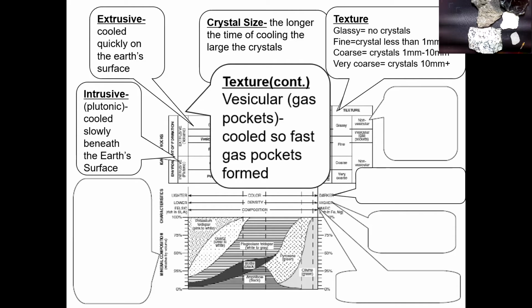The same thing happens with these vesicular rocks. The rocks cool so fast that hard rock forms around air bubbles, and you get these rocks that are full of holes, like that one I was showing you. That was pumice.